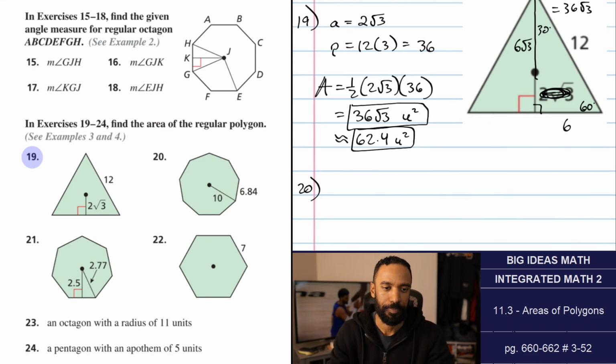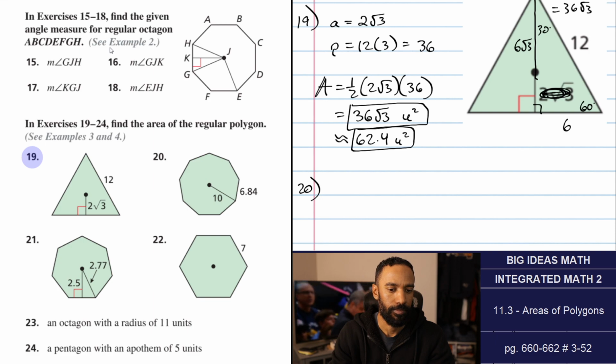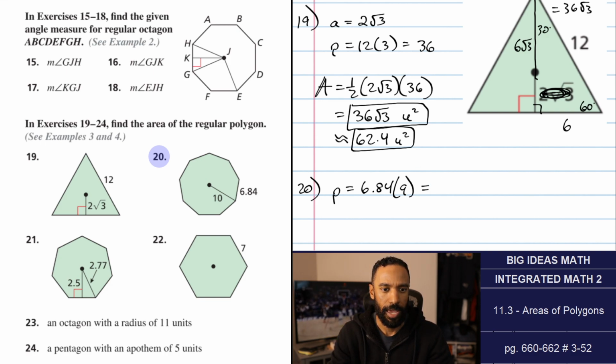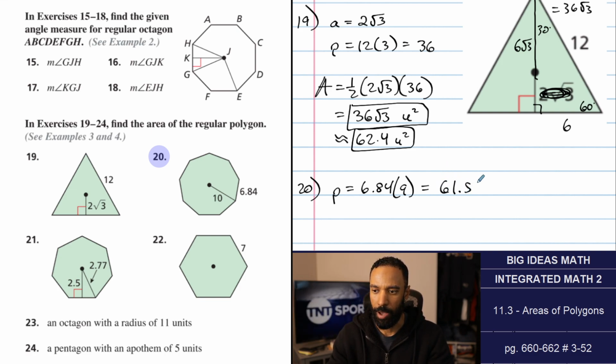Okay, number 20. That's a regular, I don't know, I have to count. Looks like an odd number, probably 9. 3, 4, 5, 6, 7, 8, 9. Regular nonagon. So we have, once again, a side length. We don't have apothem, but the perimeter is going to be 6.84 times 9. And this will be an exact value, which is probably not an integer. 6.84 times 9, we get 61.56. Keep that in our back pocket.